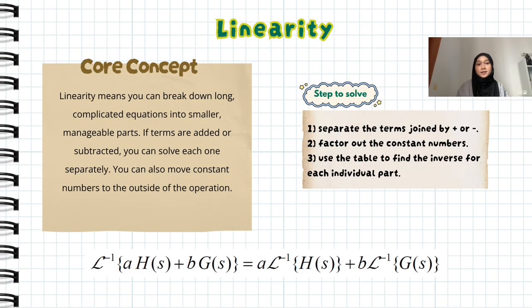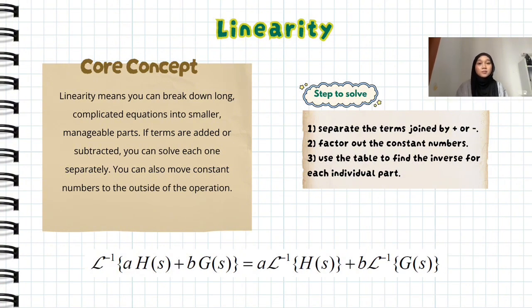So right now, let us discuss the properties that make finding the inverse much easier. The first is the linearity property. Linearity tells us that if we have a long complex fraction with terms added or subtracted, we can split them up and find the inverse of each part individually. We can also pull constant numbers out to the front. The rule states that the capital L inverse of the quantity a times capital H of s plus b times capital G of s is equal to a times the capital L inverse of capital H of s plus b times the capital L inverse of capital G of s.